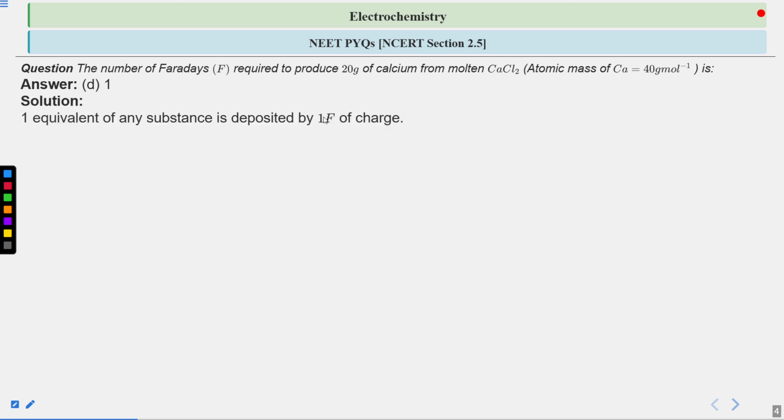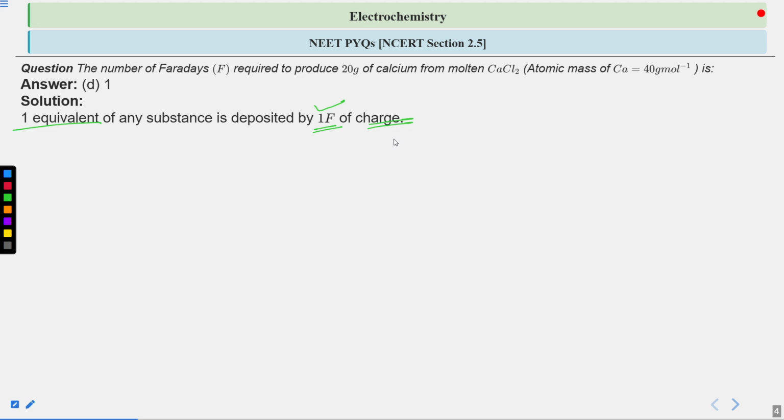So 1 equivalent of any substance is deposited by 1 Faraday of charge. It is as per Faraday's laws of electrolysis. So how much Faraday charge is passing through a solution is determined by how much equivalent of the electrolyte is discharging or charging in that particular solution. So 1 equivalent of any substance is deposited by 1 Faraday charge quantity.